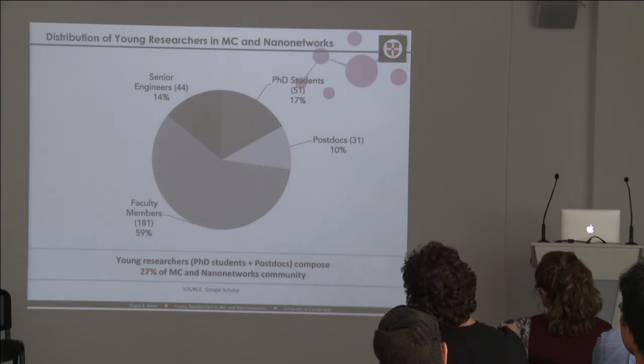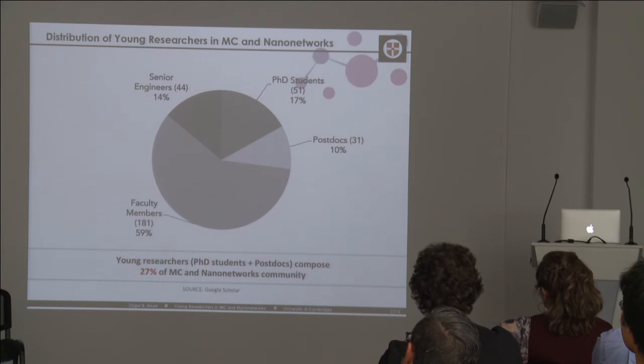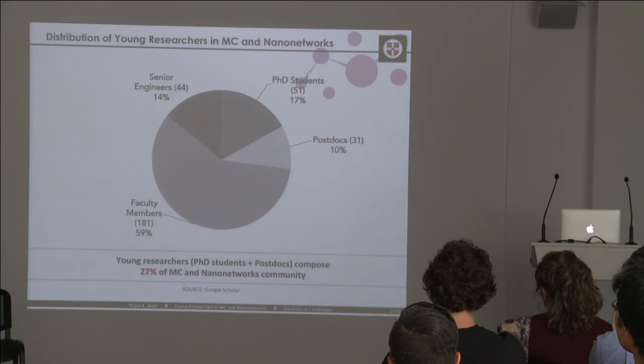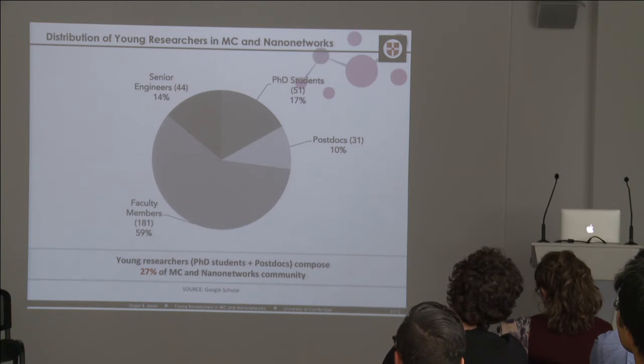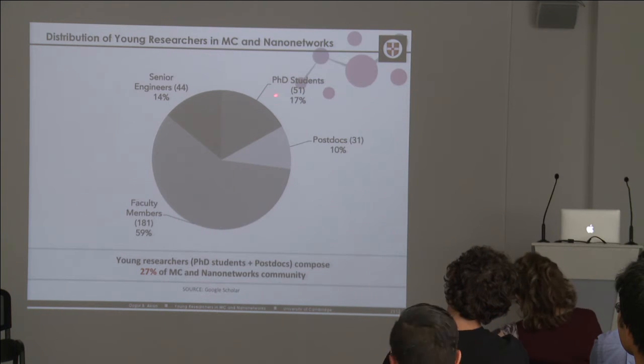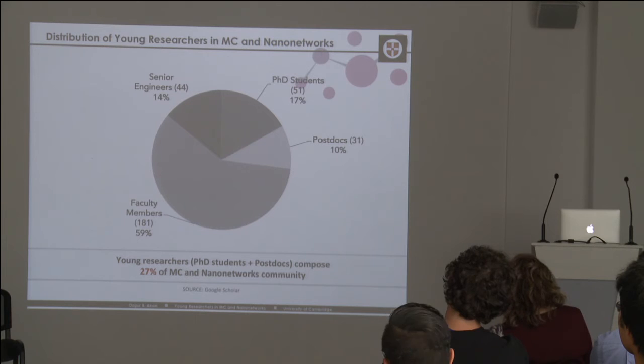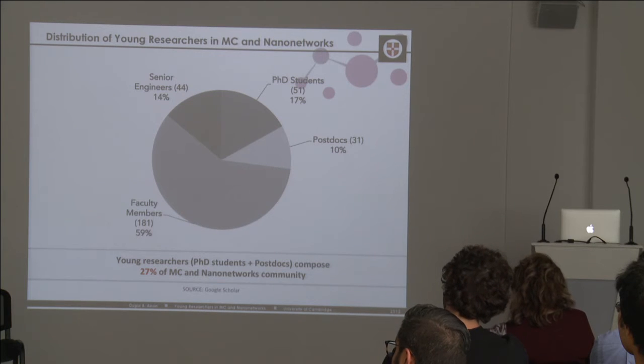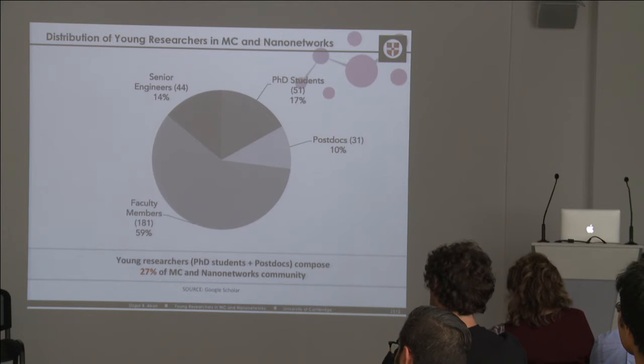But if you look into the distribution of the people who are actually publishing these papers, only 17% are PhD students. Very, very small. If you combine PhD students and postdocs, it is 27%. Still a low number, in my opinion, and this needs to be improved. So we need to encourage youngsters. We need to really say, don't worry, don't be afraid. Just come and work in this very exciting field.